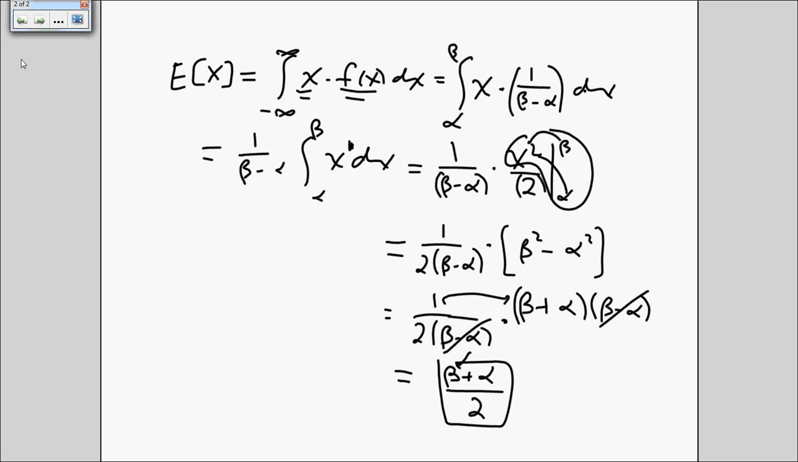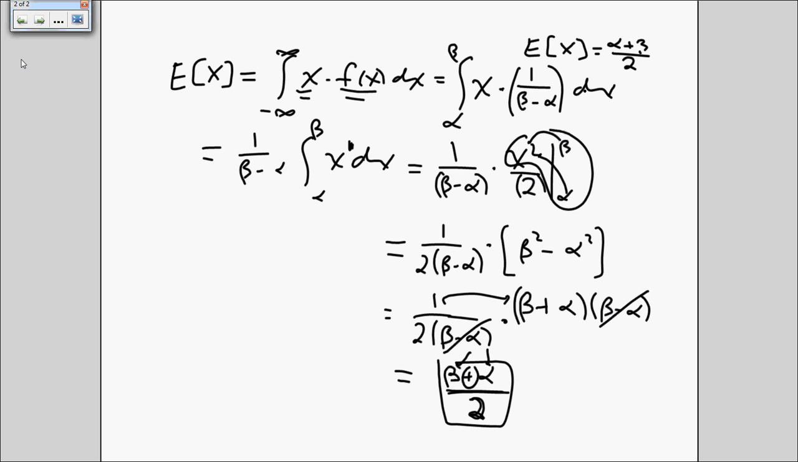What's the midpoint of those two numbers? Oh, add them up, divide by 2. It's the midpoint of alpha and beta. So that is the expected value. Let me write this up here so I don't forget. The expected value is beta plus alpha over 2.